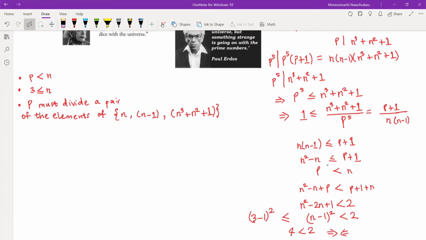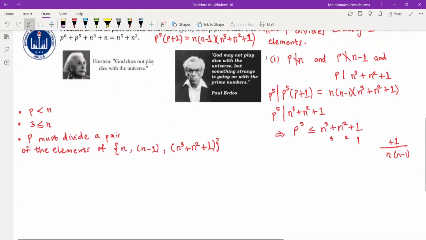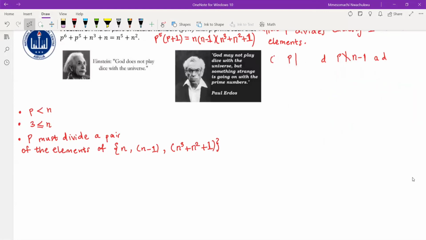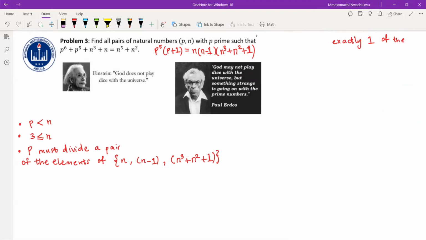Okay. So here we've shown that P must divide a pair of the elements of the set. So let me just erase this and then move on to the next thing to prove. Okay. So we use contradiction to show that P must divide a pair of the elements of these sets. So next we go to finding the GCD of the pairwise.